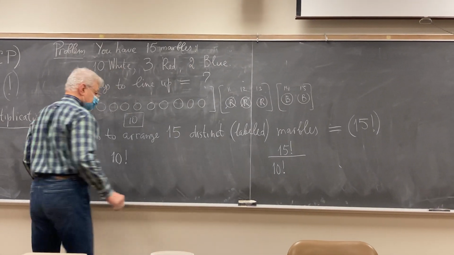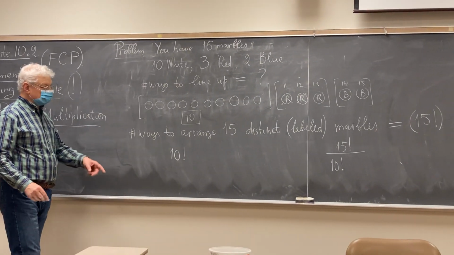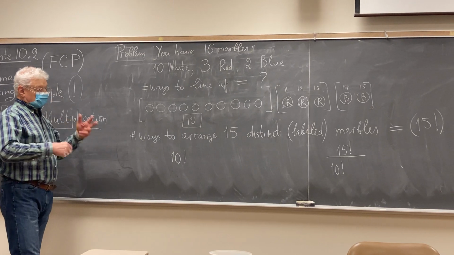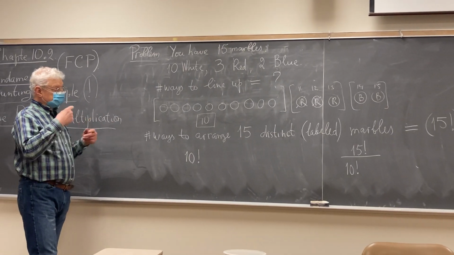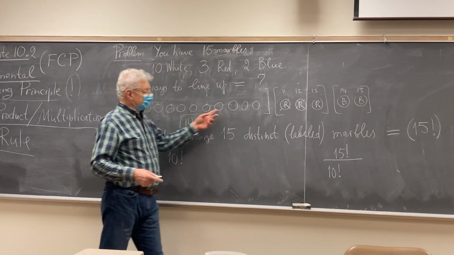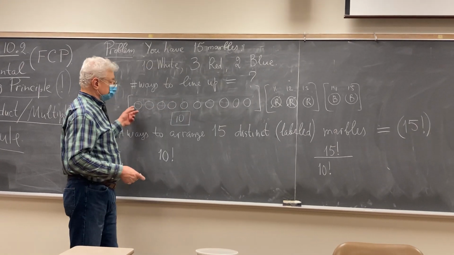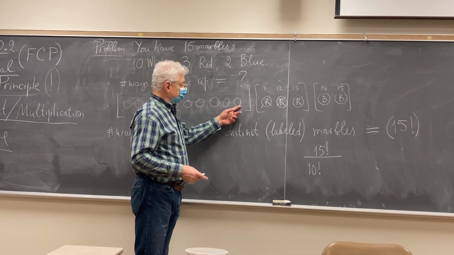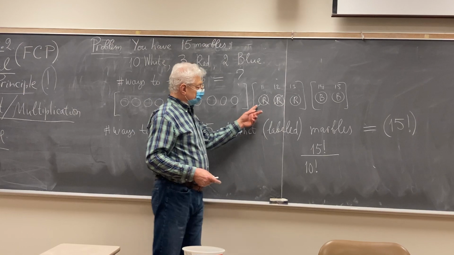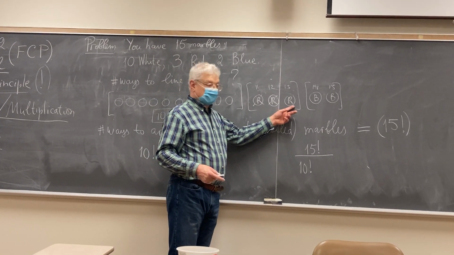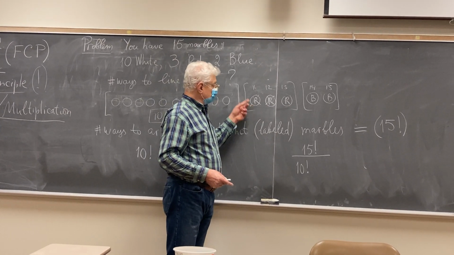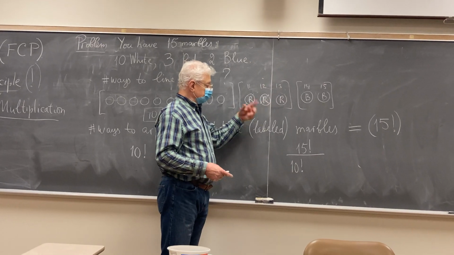So these are the arrangements I have if I forget the labels from 1 to 10. But now you see three red marbles. They are enumerated. That's why you have 3.